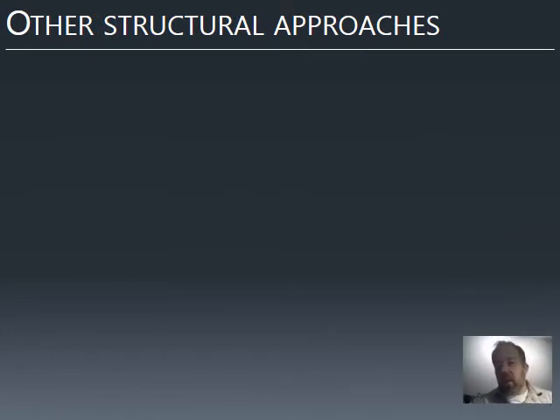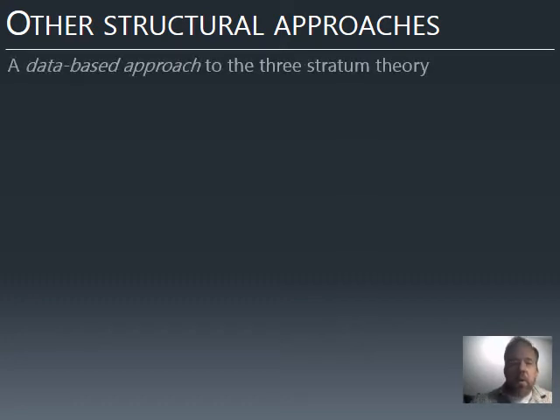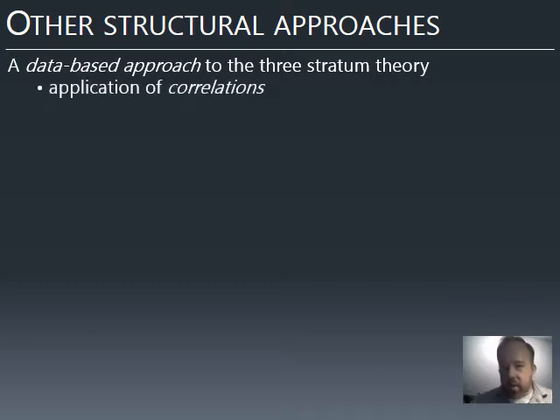So the ideas of Spearman and Thurstone were driven largely by their conception of intelligence. But we see with Cattell, Horn, and Carroll a more mathematical, a more data-driven approach. And so their three-stratum theory was based not on introspection, but was really based on advanced mathematical techniques. And what they did was apply correlations.